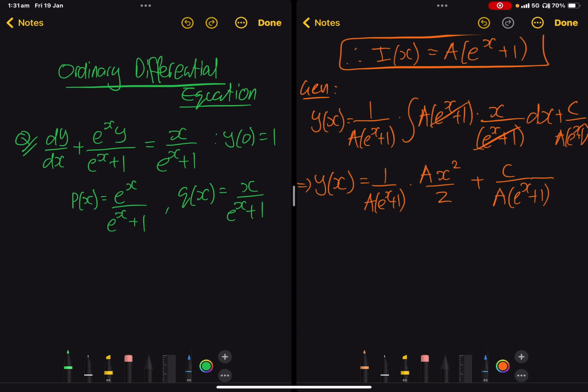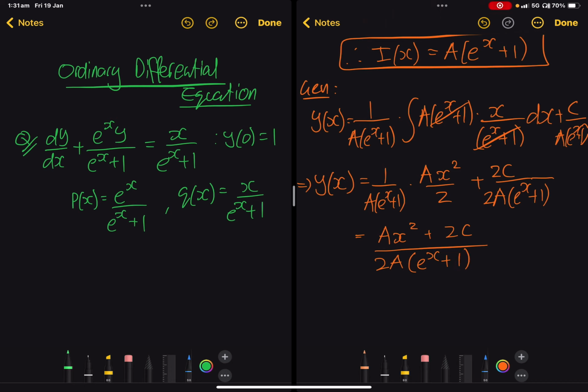So now we can try and condense this a little bit. We can try and get it into a single term. This will become, we can put a 2 down here, a 2 up here, and we can say a x squared plus 2c all over 2a times e to the x plus 1.